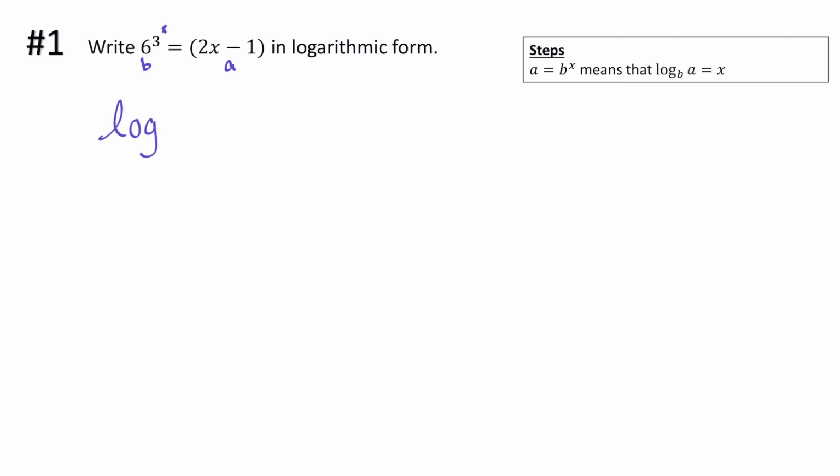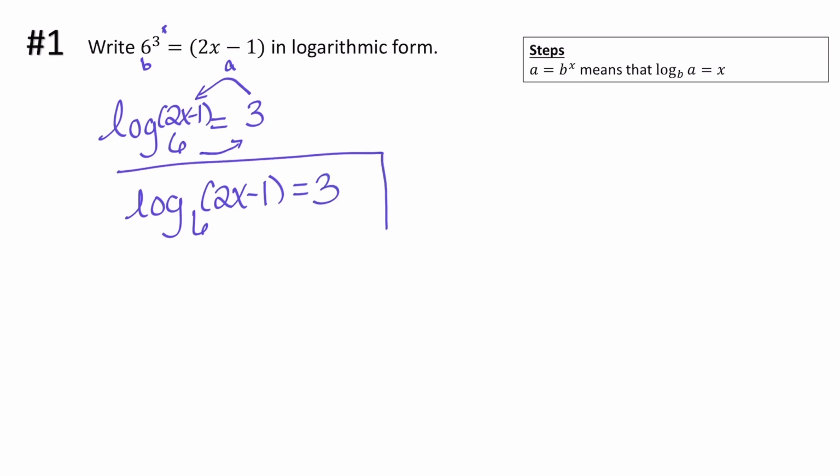We can say the log, the base is going to be the same, right? It's still going to be 6. So we think about the arrows backwards. This is like 6 to the third equals 2x minus 1, right? So that means that in logarithmic form, this is the log base 6 of 2x minus 1 equals 3. And that is our answer.